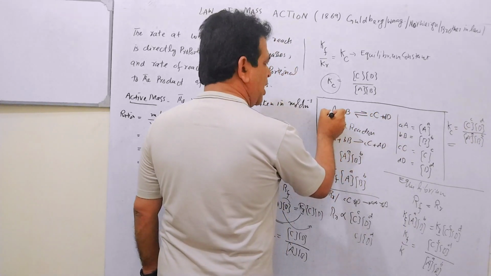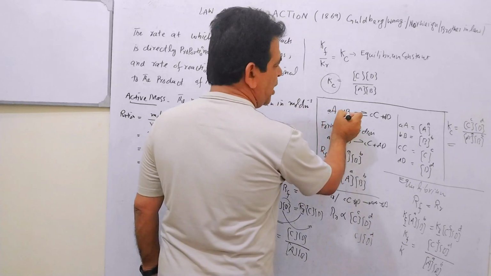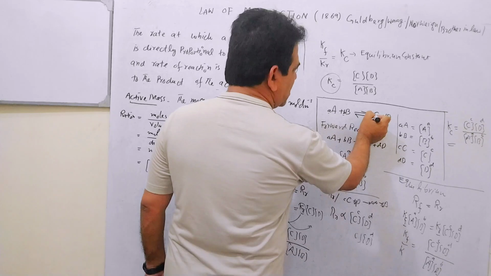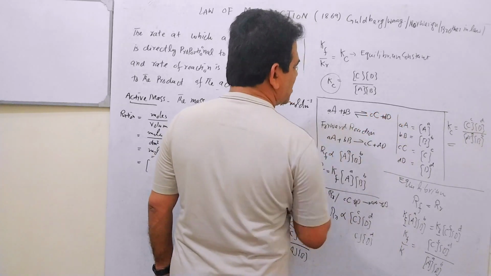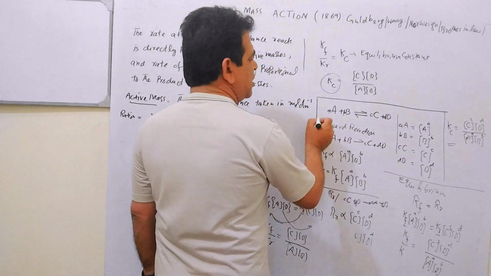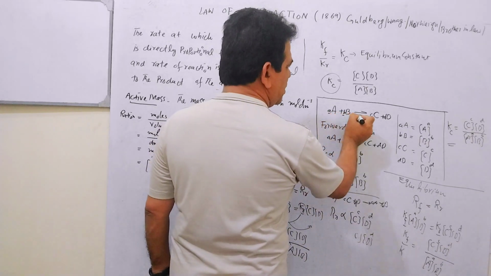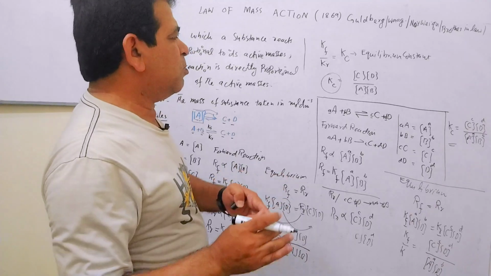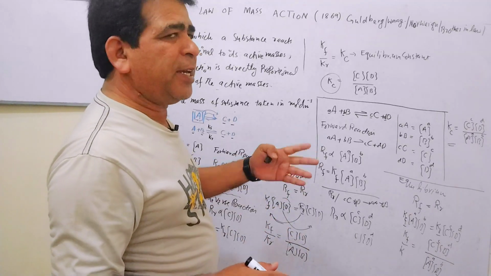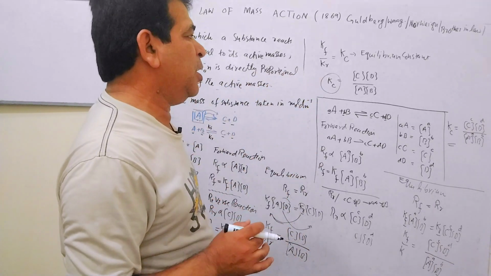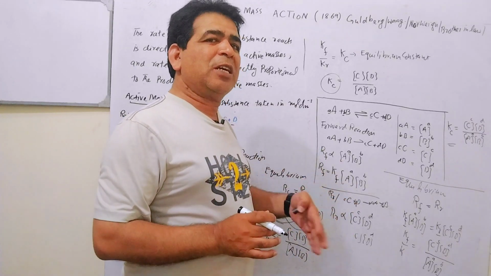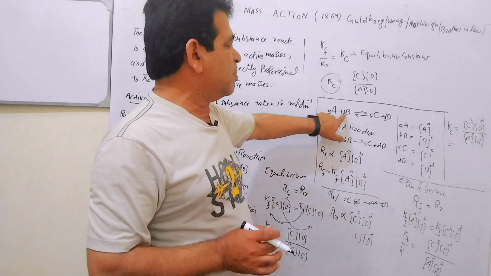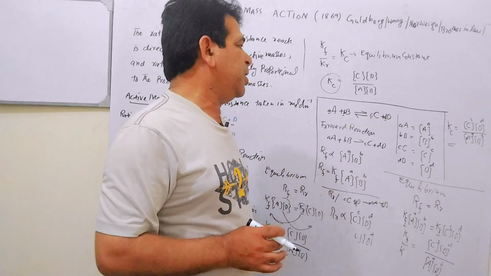A will have a small a as a coefficient, B will have a small b as a coefficient, C will have a small c as a coefficient, and D will have a small d as a coefficient. Remember, these coefficients represent the number of moles as in a balanced chemical equation. Usually we put 2, 3 or 4 before our reactants or products when we balance a chemical equation, and that number is known as a coefficient, and this coefficient is represented by a small a, small b, small c and a small d.